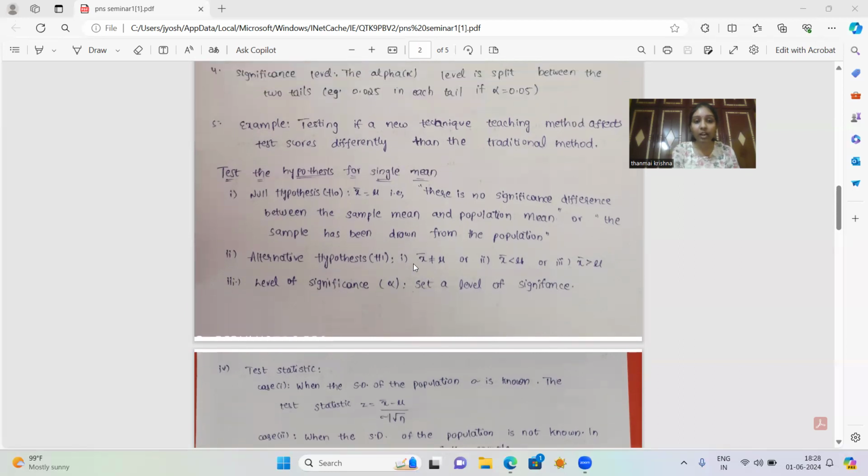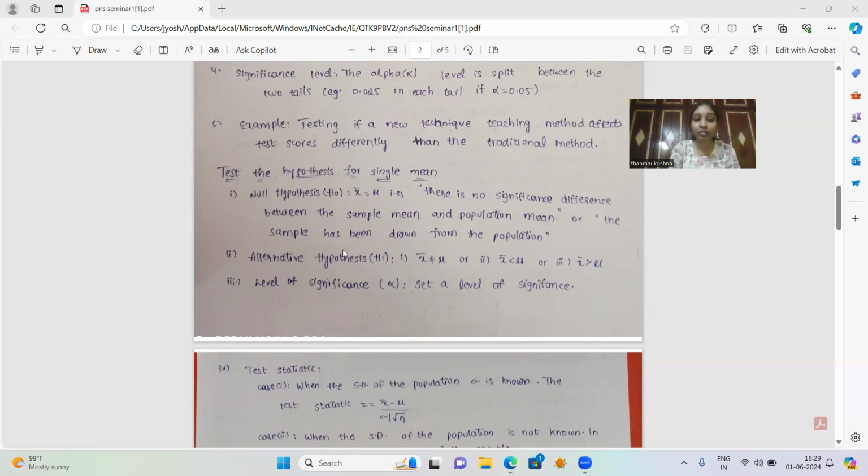First step is the null hypothesis, which is the process by which we test the hypothesis for a single mean. This is a procedure. Next, we are going to apply this procedure in an example. So first, let us know the procedure to do this.